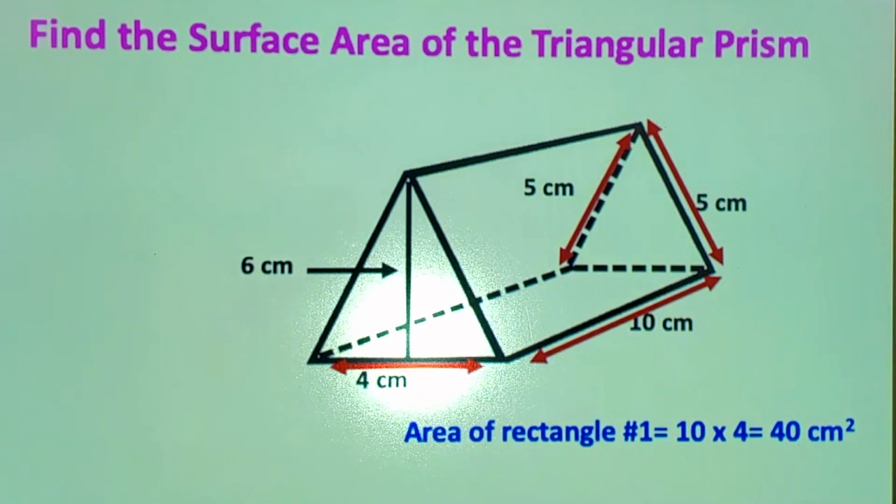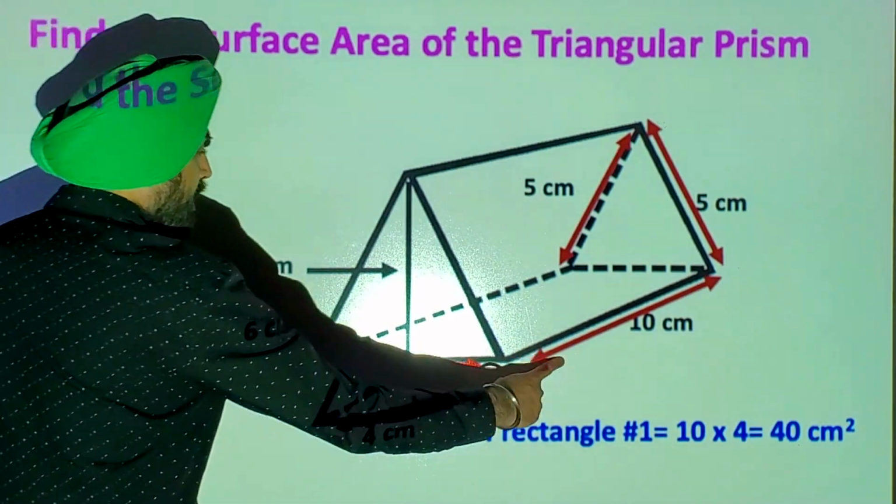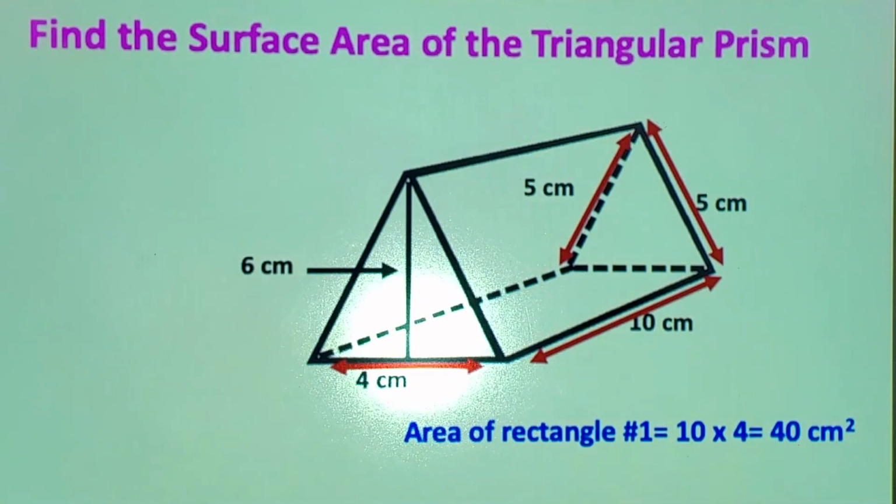Rectangle number 1: the length is 10, the width is 4. 10 times 4 is 40 centimeters square. And then rectangle number 2, the dimensions are 10 and 5, so 10 times 5 is 50 centimeters square. Rectangle number 3 also has the same dimensions, 10 and 5, so 10 times 5 is 50 centimeters square.